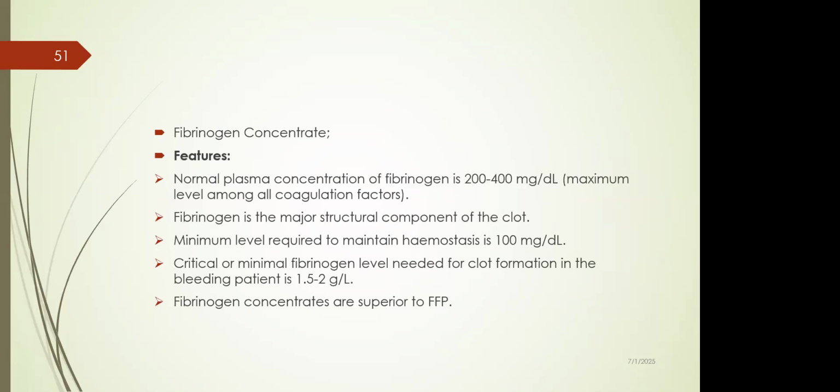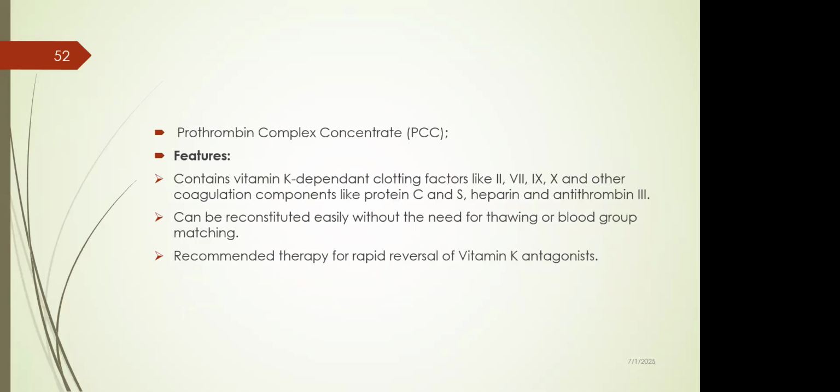Fibrinogen concentrate is another. Normal plasma concentration of fibrinogen is about 200 to 400 milligram per dl. And then fibrinogen is a major structural component of the clots. The critical minimal fibrinogen level needed for clot formation in bleeding patients is 1.5 to 2 grams per liter. Now, fibrinogen concentrates are superior to fresh frozen plasma.